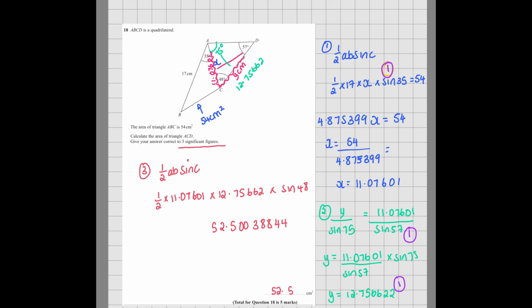And then my fourth mark would be to find a process to work out the area of ACD. So this here. And my fifth mark would be for working out the angle.